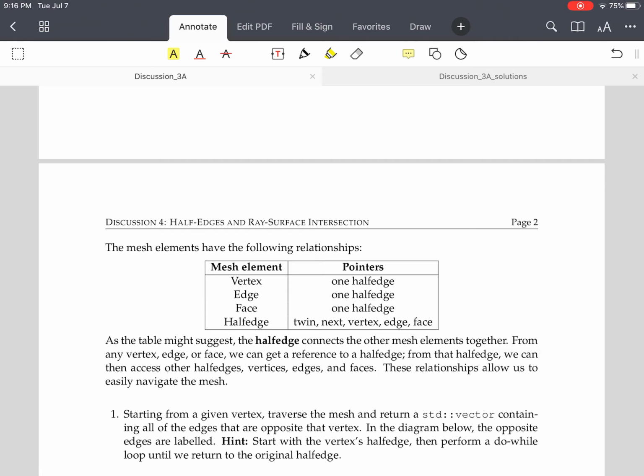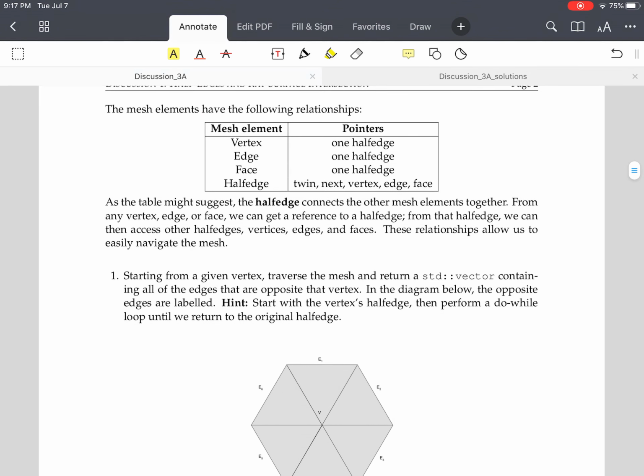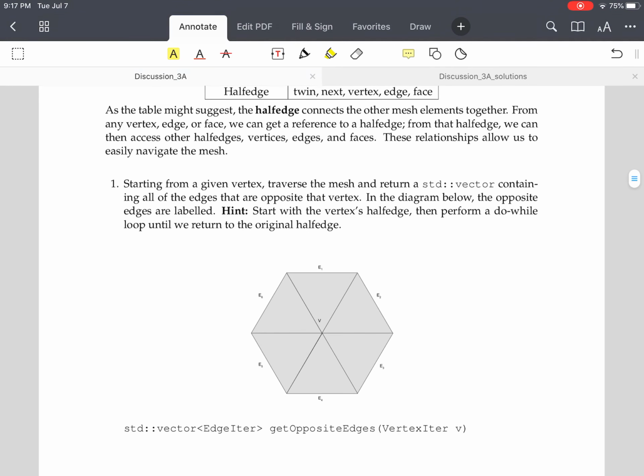So let's do some practice using these relationships, twin, next, edge, face, to actually manipulate meshes. Let's go through some problems. First up, problem 1: starting from a given vertex, traverse the mesh and return a vector containing all of the edges that are opposite that vertex. In the diagram below, the opposite edges are labeled. Hint: start with the vertex's half edge and then perform a do while loop until we return to the original half edge.